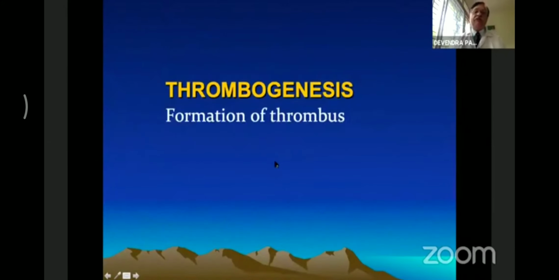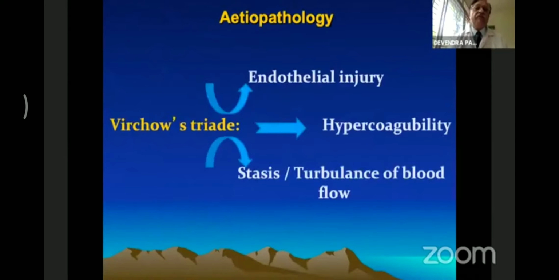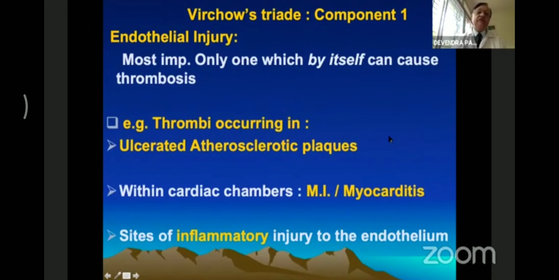Thrombogenesis, what is the pathophysiology behind the formation? In pathogenesis, what we have is the Virchow triad. The gentleman Virchow, a very famous scientist, gave the 3 factors which cause the thrombus: endothelial injury first, stasis or turbulence of blood flow, and third is hypercoagulability. So what we have is Virchow triad component number 1, endothelial injury, which you have already talked about.